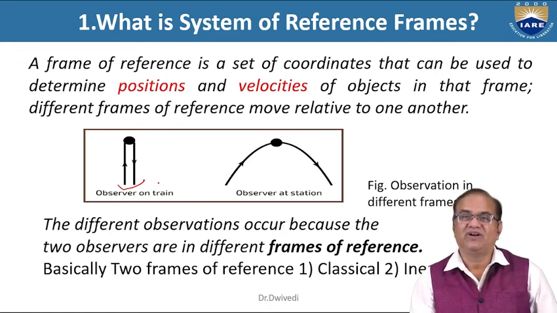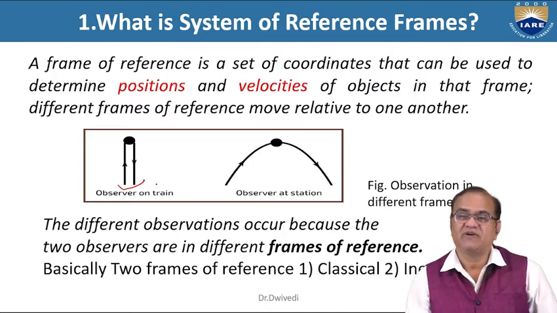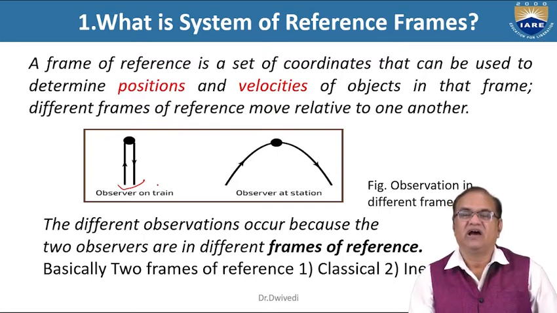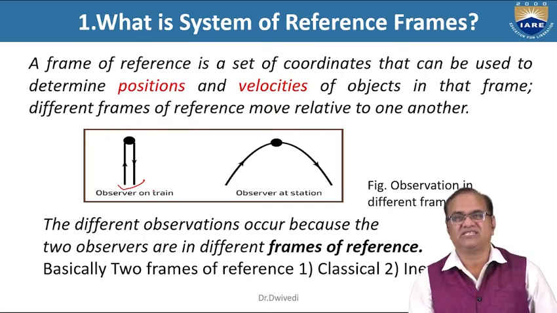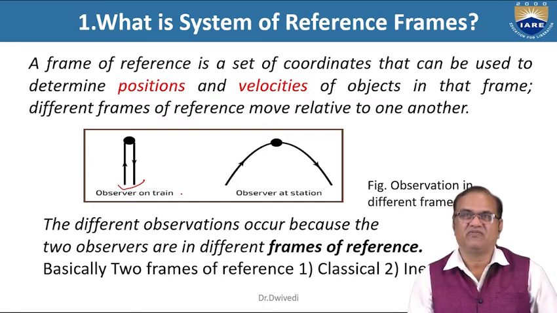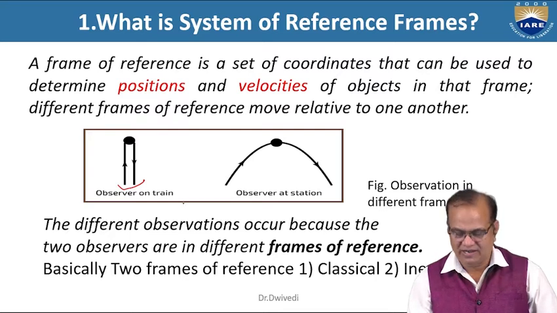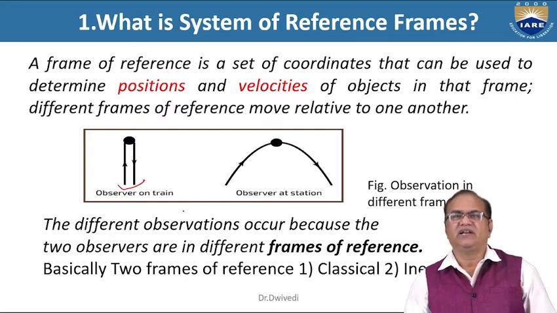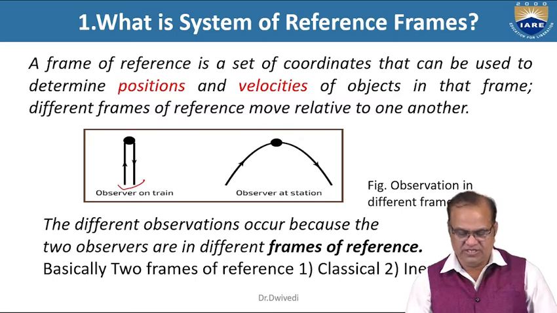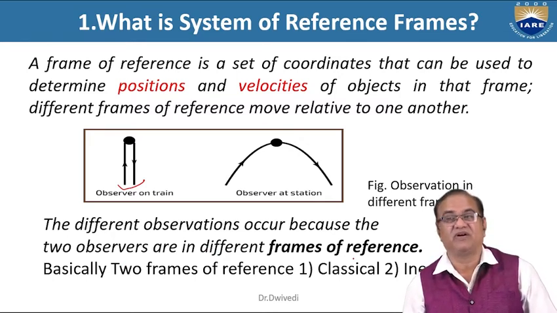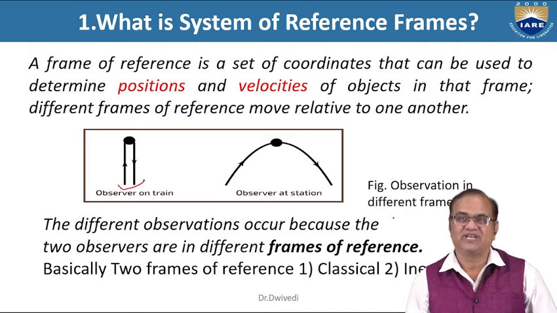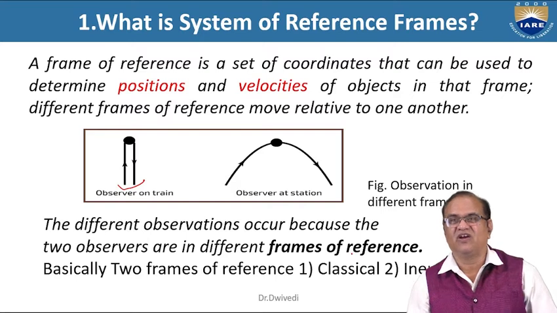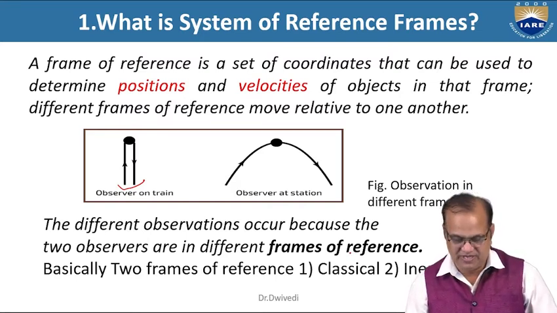That is why nowadays the transformation of one axis system to another is done with the help of onboard computers, and these computers make very accurate measurements of different positions, velocity and other parameters. The different observations occur because the two observers are in different frames of reference. I told you that 1 and 2 are in different frames of reference, so their observations will be different.